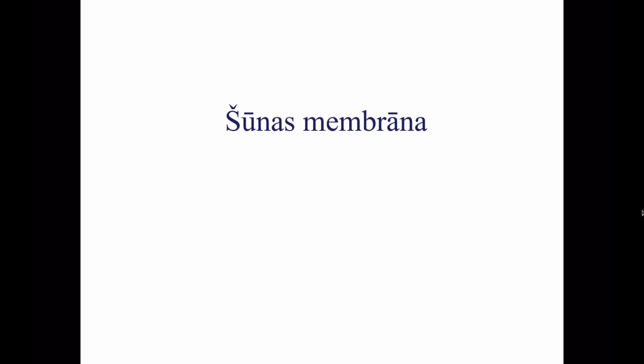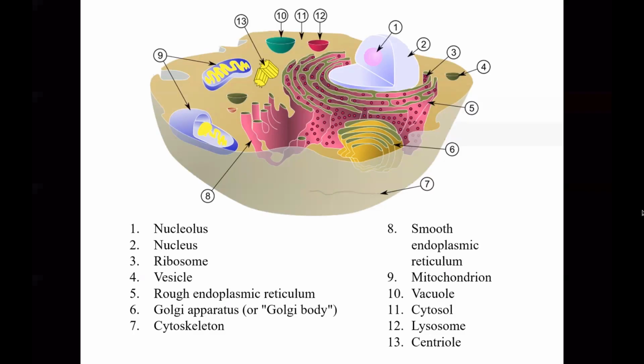So the cell membrane. This is a rather complicated design. You see, we have several membranes. This is the external membrane that surrounds and is a boundary between the extracellular matrix and the intracellular matrix. There are some organelles inside, and each of them also has a membrane.